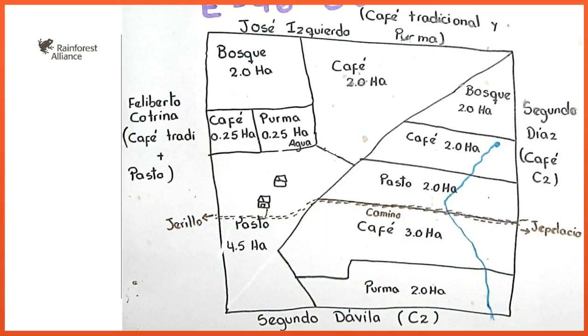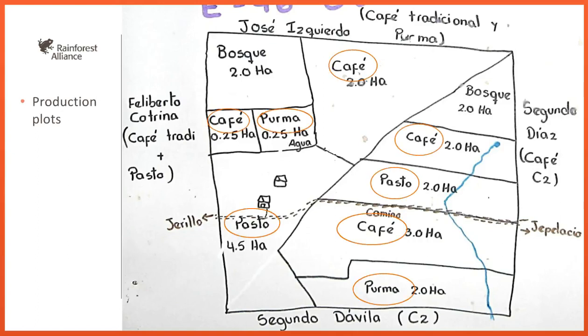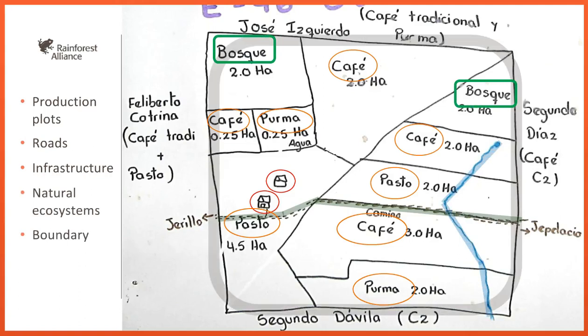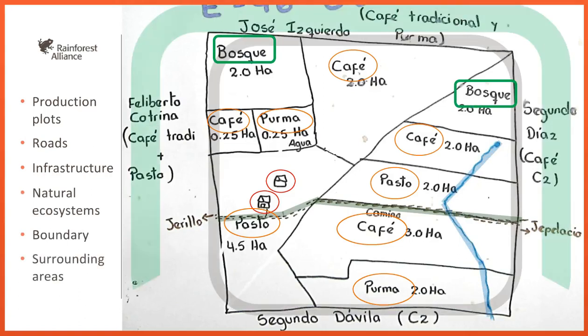Let's see whether this map contains all the necessary elements. Production plots. We can see that all the production plots, their sizes, and the crop on each plot are indicated. A road is also indicated. Infrastructure. We see two buildings on this plot. Natural ecosystems. There are two patches of forest and a stream. The boundary of the farm is indicated. Surrounding areas. The map indicates all the neighboring farms and their crop.